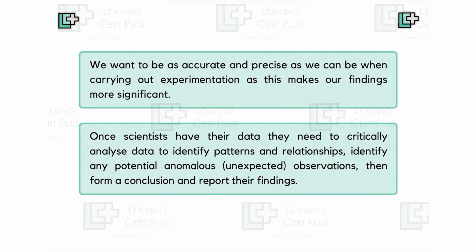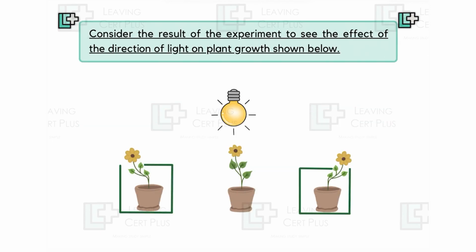And then once scientists have their data, they need to critically analyze data to identify patterns and relationships, identify any potential anomalous or unexpected observations, and then form a conclusion and report their findings. So let's look at an example here. So here are the results of the experiment we showed in the previous lesson. So we're looking at the effect of the direction of light on plant growth as shown below. So what we did was we ensured that there was only light coming from one direction here and one direction here. And then we had a control here in the middle, which had light as would be expected.